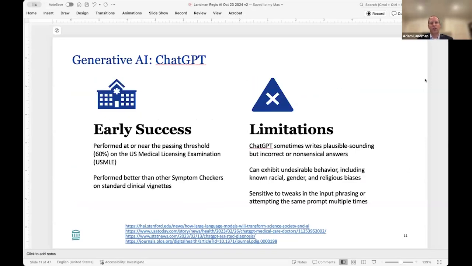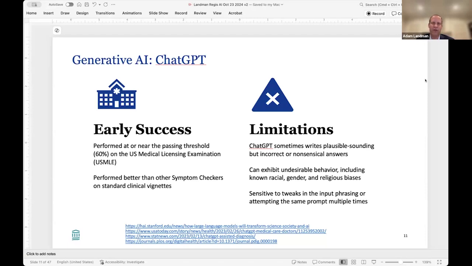Out of the box, without any special training, the first version, ChatGPT 3.5, has had remarkable performance. Again without any additional training, it scored basically right at the passing threshold for the United States medical licensing exam. And it's performed really well as a symptom checker, and I'll give an example of that. So, right out of the box, it has some really impressive responses.